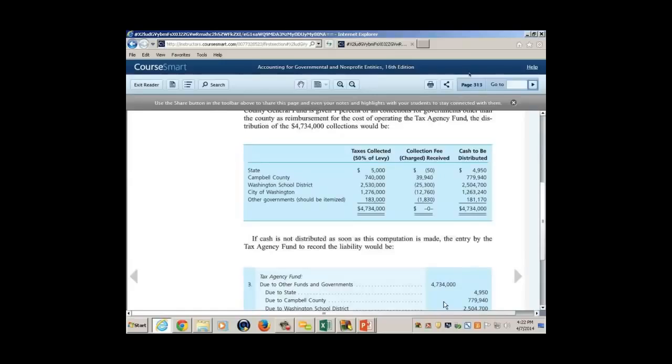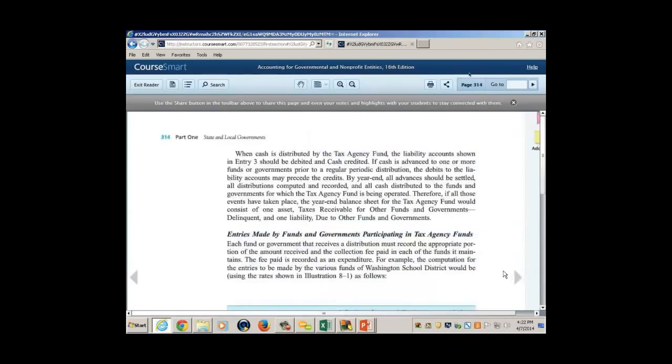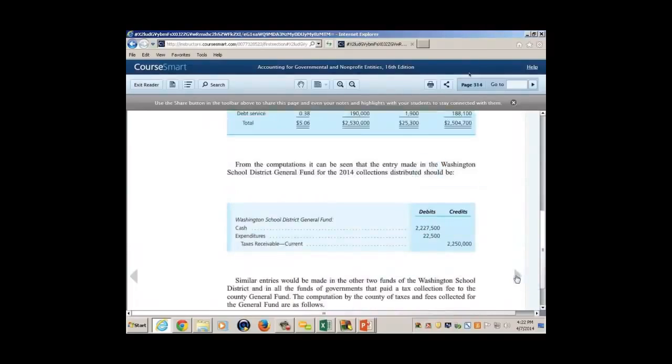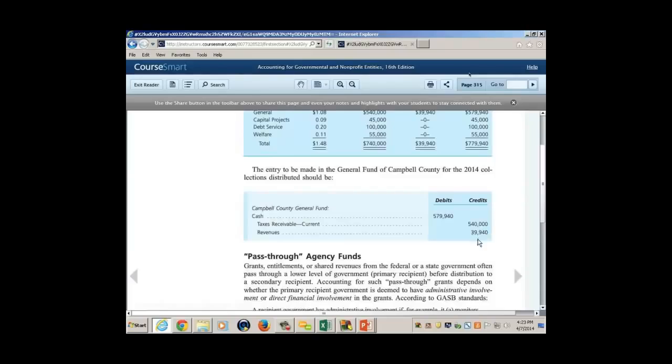Yes, it does show up as revenue, not of the agency fund, but, good question, it shows up as revenue in the general fund itself, of the county itself. Let me show you, see this right here? See this journal entry? 39,940. That shows up as revenue of the general fund. So that is your agency fund.